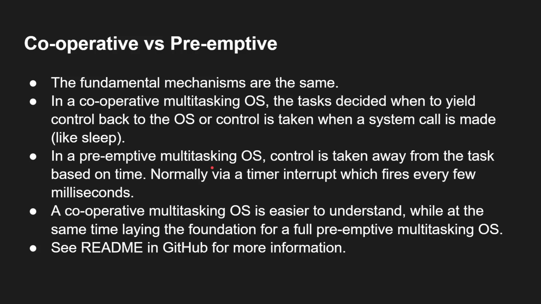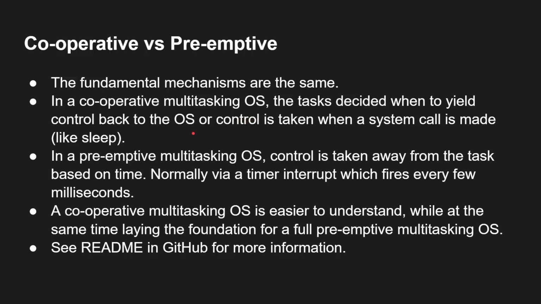So cooperative versus preemptive, why is that? Well, the fundamentals are basically the same. If you go back to my context switching video, this is basically the same things happen between these two modes. In a cooperative multitasking OS, the task decides when to yield control back to the OS. So there is a command called Piccolo yield, which says, okay, you can now go off and process the other tasks that are running, or control is taken away when a system call is made.